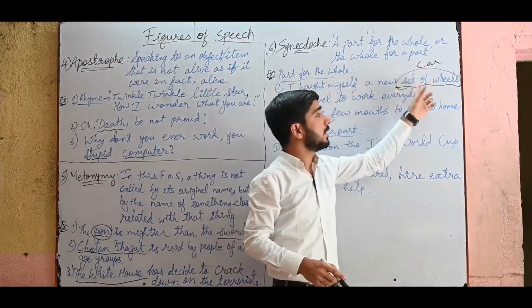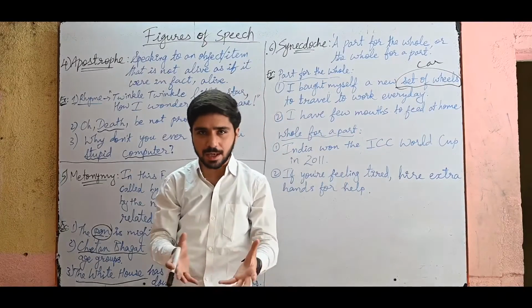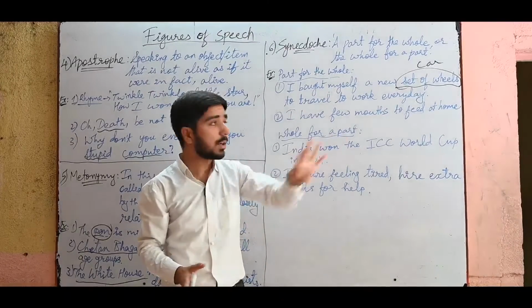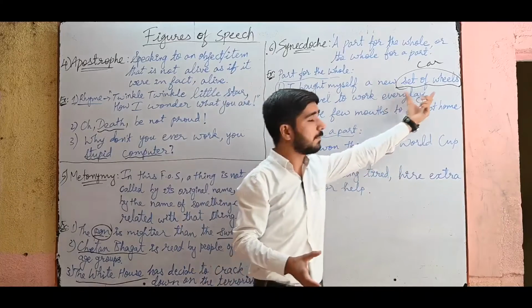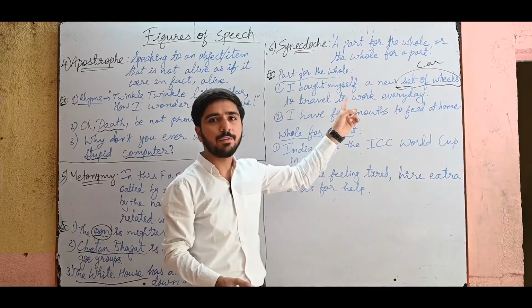Why? Because the wheels are a part of the car. There are many other parts in the car. It is made up of many other machines. But wheels, four wheels are also the part of a car. So I am using part for describing the whole. What is the part? Wheels. And what is the whole thing over here? The car. So that is called part for whole.